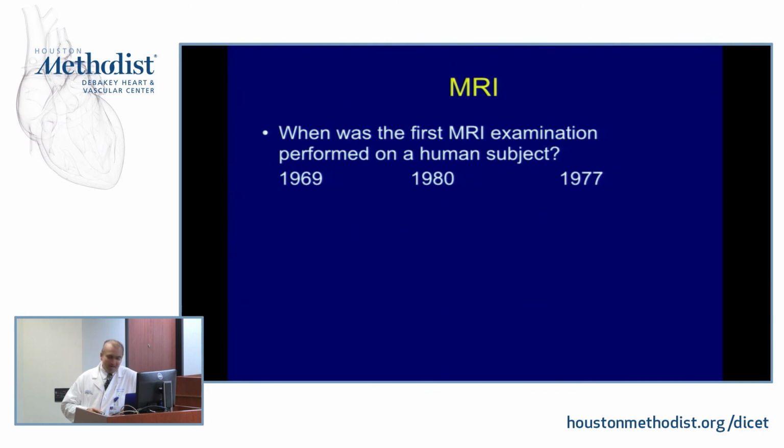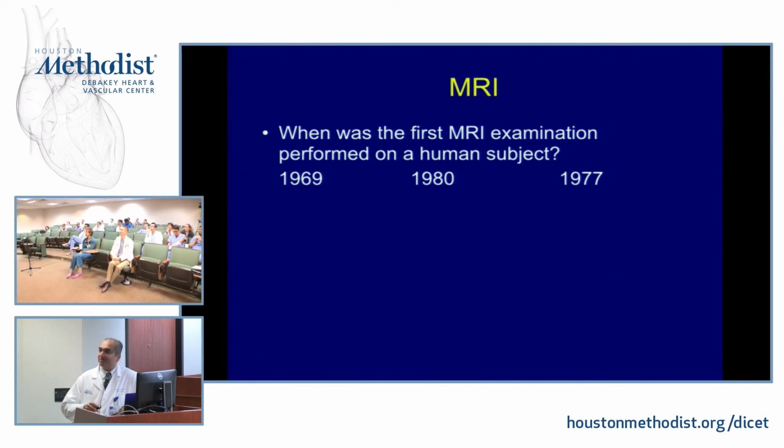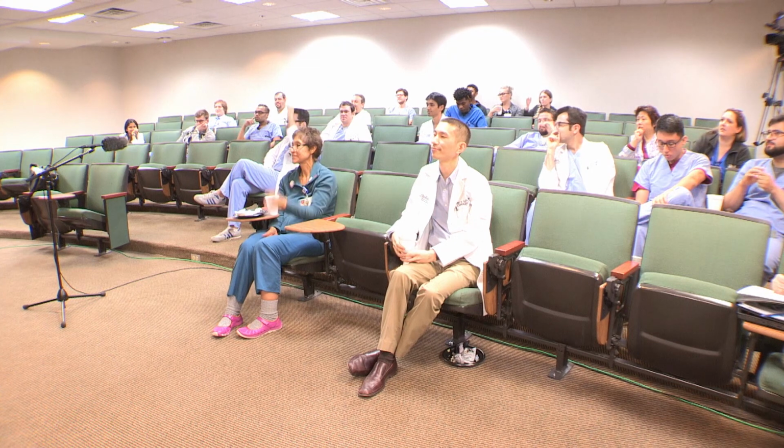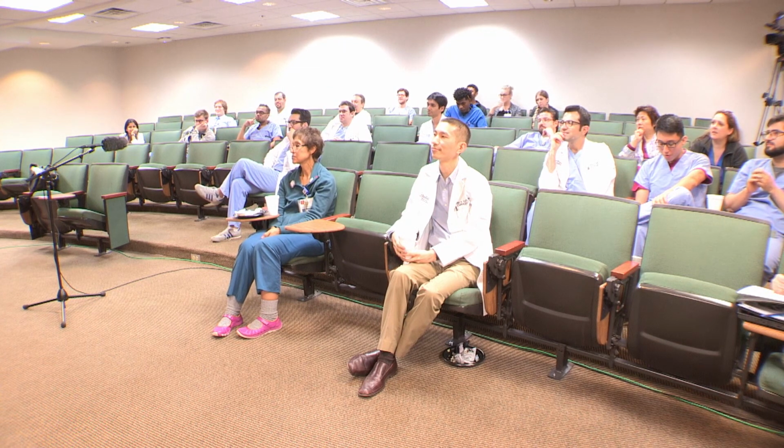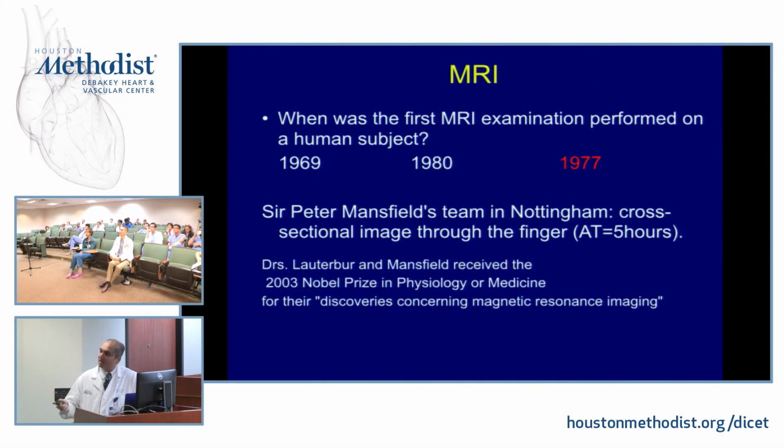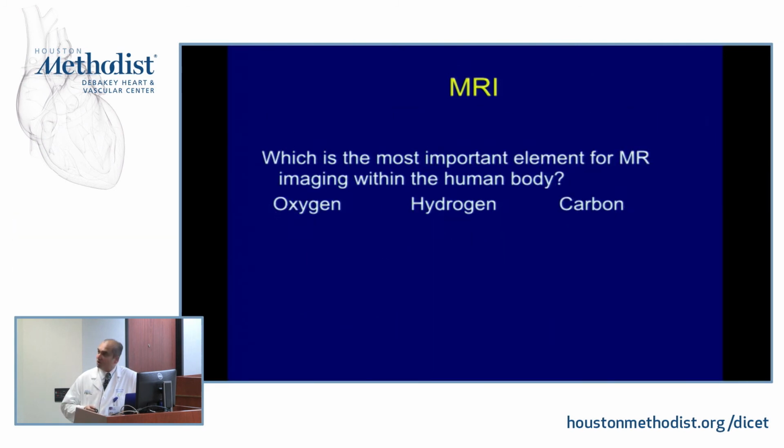So here's a question. When was the first MRI exam performed in a human subject? Not an animal, but in a human subject. 1969, 1980, or 1977? Who wants to take a guess? Raise your hand if you think it's 77. Who thinks 1980? Who thinks 1969? Nobody. Okay, and actually most of you are right. It's 1977 when the first human exams were done. And do you know how long it took to image the finger? About 5 hours. So you can see we've made significant advances since the early days.